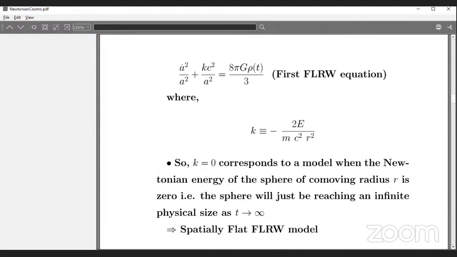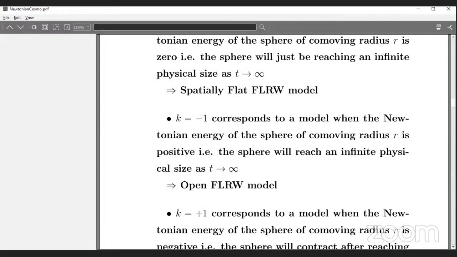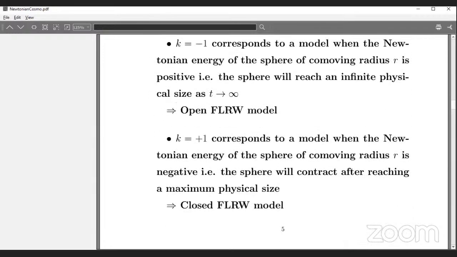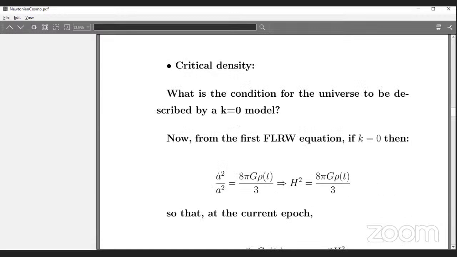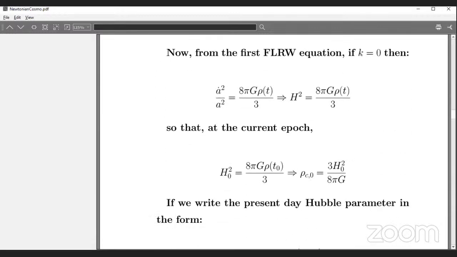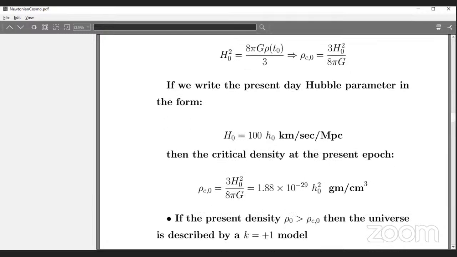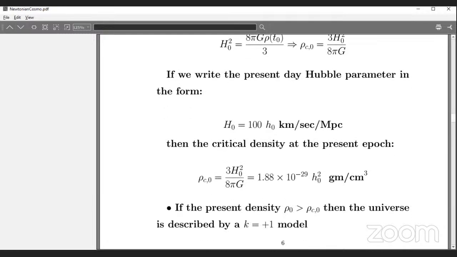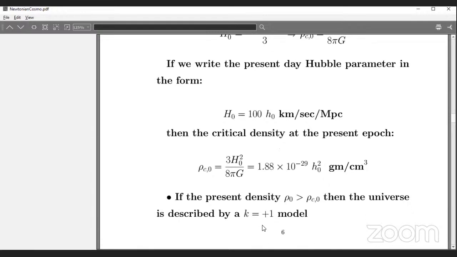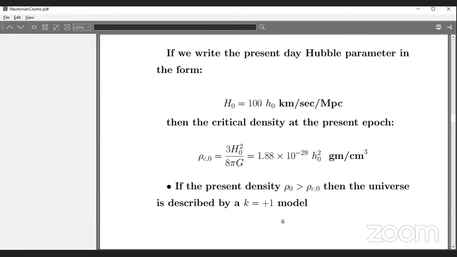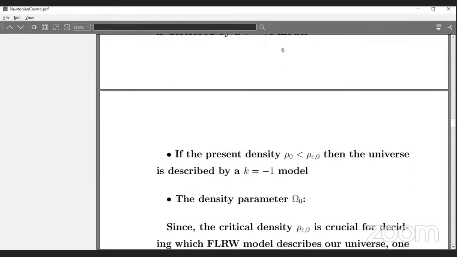Hence, by estimating the observed mass density of the radiation plus matter at large scales, meaning more than a few times 100 megaparsec, we will ascertain whether the universe is governed by k equal to plus 1, k equal to 0, or k equal to minus 1.